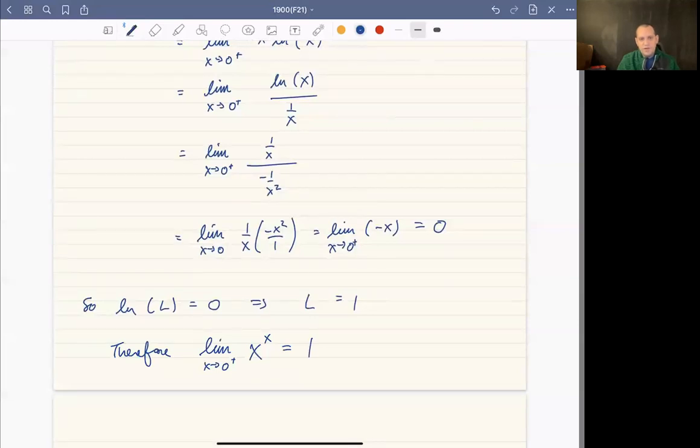This trick is very, very helpful for evaluating limits where you have 0 to the 0, or 1 to the infinity, or infinity to the 0, something like that. So this trick is very helpful, and we'll do this over and over again. All right, that's enough for now.